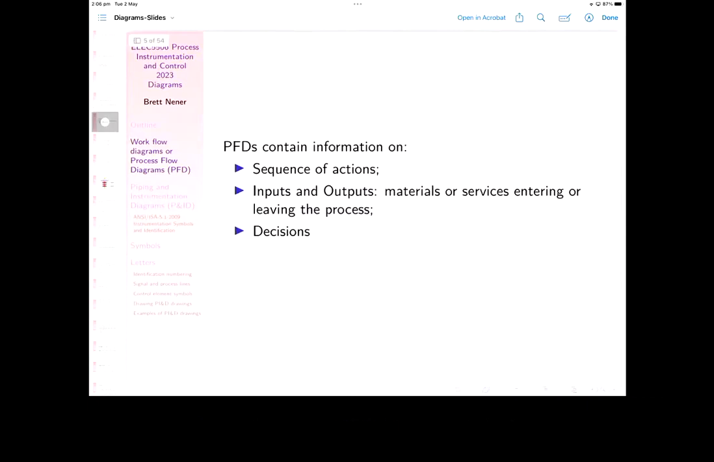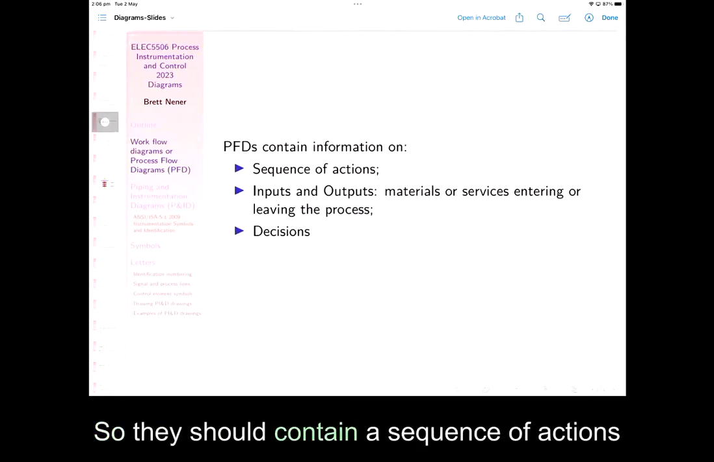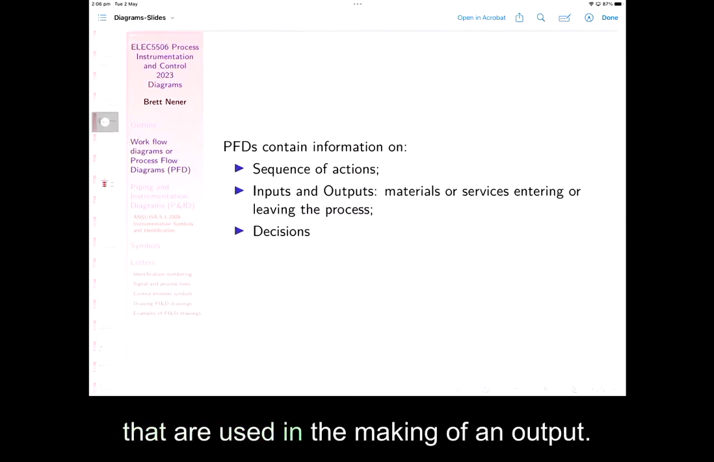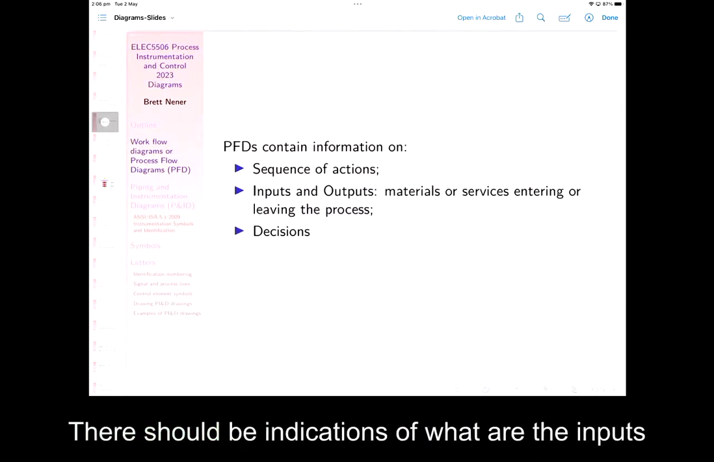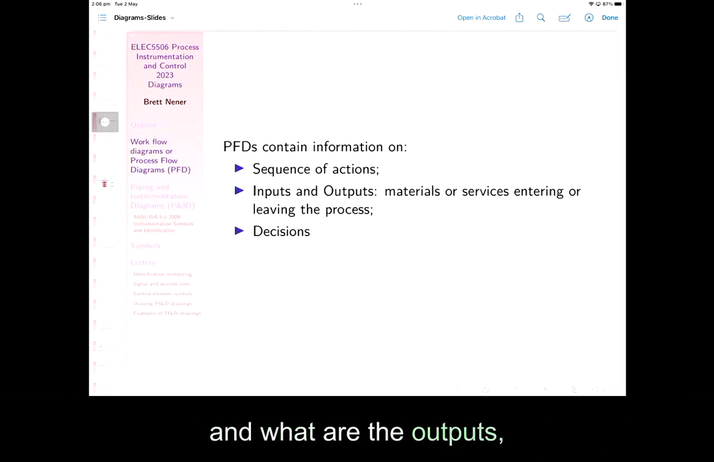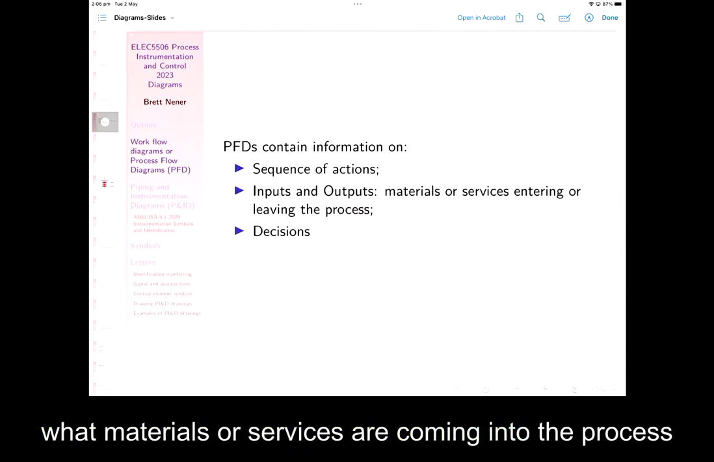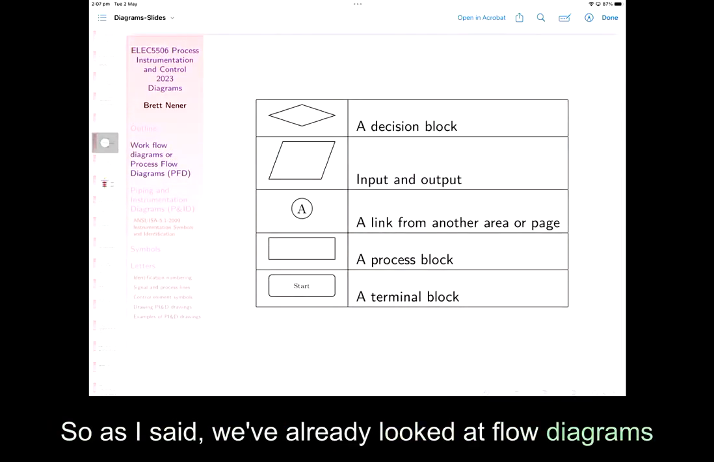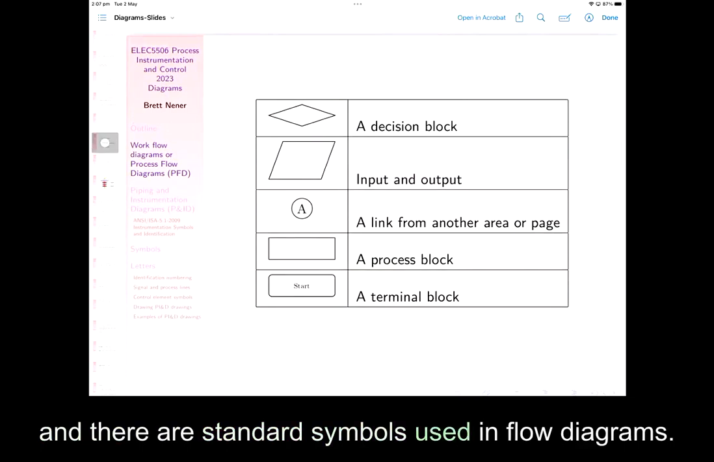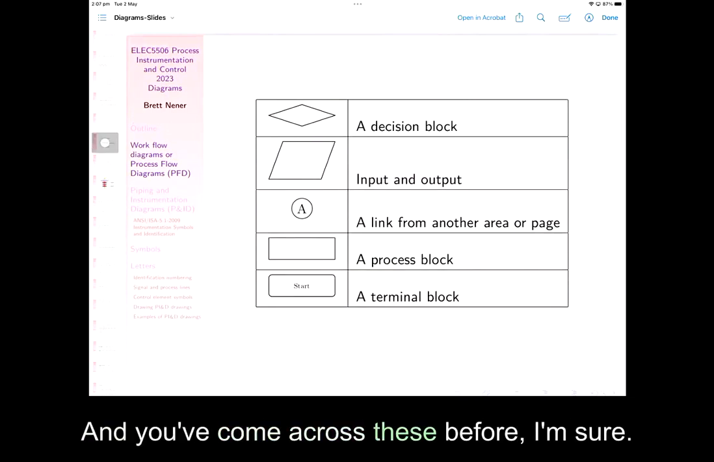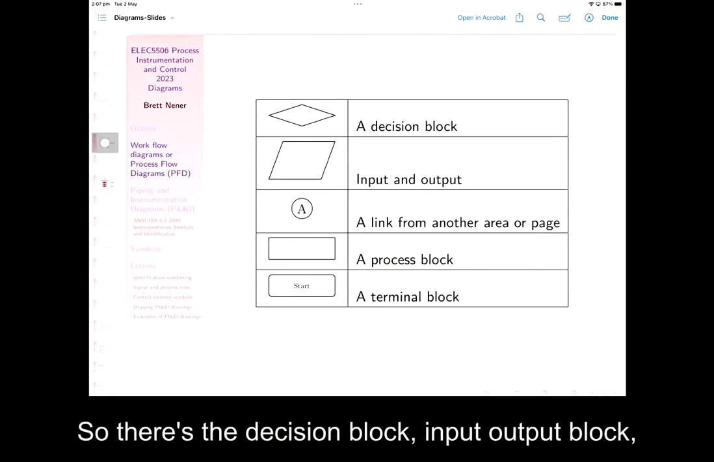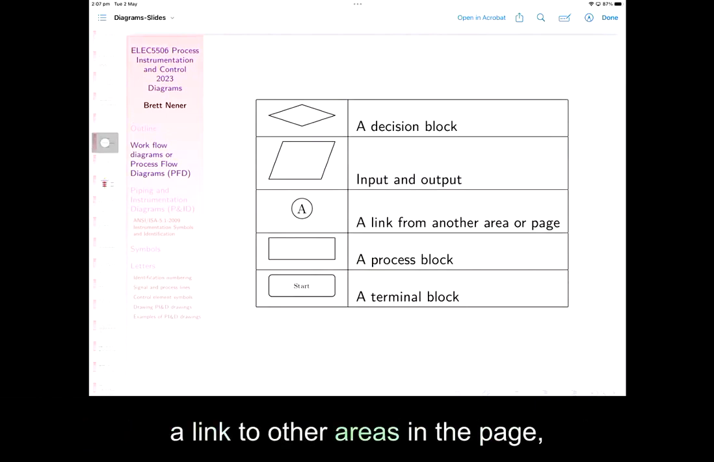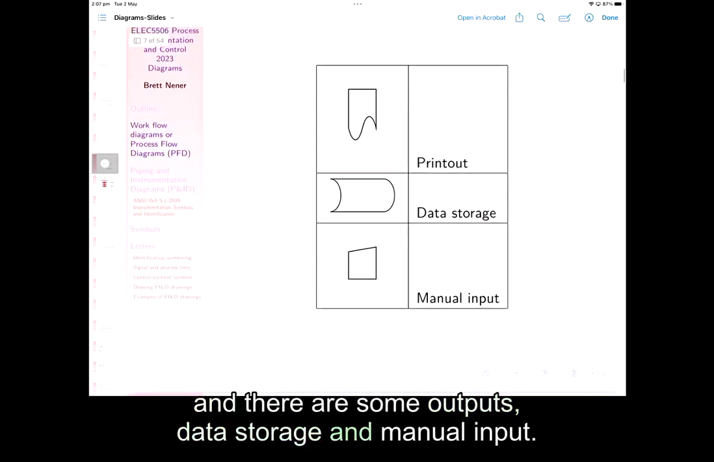So what do PFDs contain? They should contain a sequence of actions that are used in the making of an output. There should be indications of what the inputs and outputs are, what materials or services are coming into the process, and what type of decisions are made. As I said, we've already looked at flow diagrams, and there are standard symbols used in flow diagrams, and you've come across these before, I'm sure. There's the decision block, input/output block, a link to other areas in the page, a process block, terminal block, and there are some outputs, data storage, and manual input.